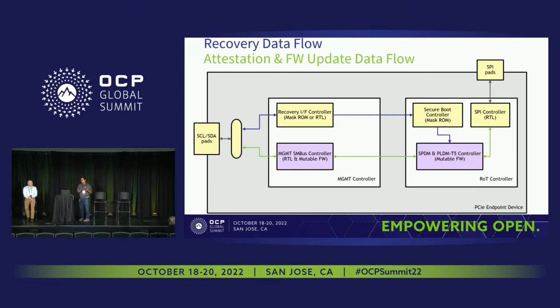So then you can use management flows, for example, MCTP over SMBus to use PLDM firmware update on the device. The root of trust is able to process those commands, and use a SPI controller to write it to flash. Then you can reboot the device, and now it's running a full operational firmware.